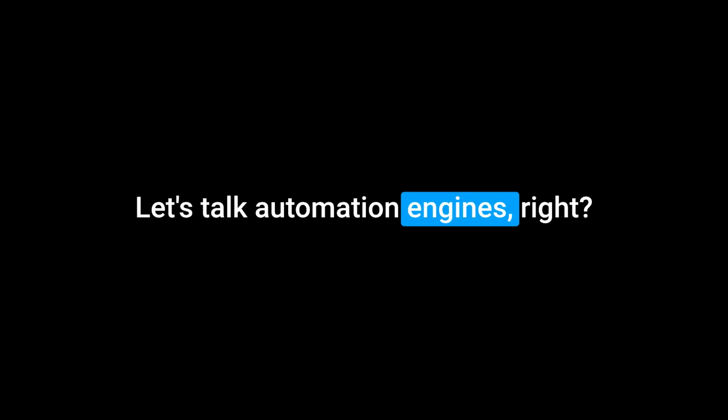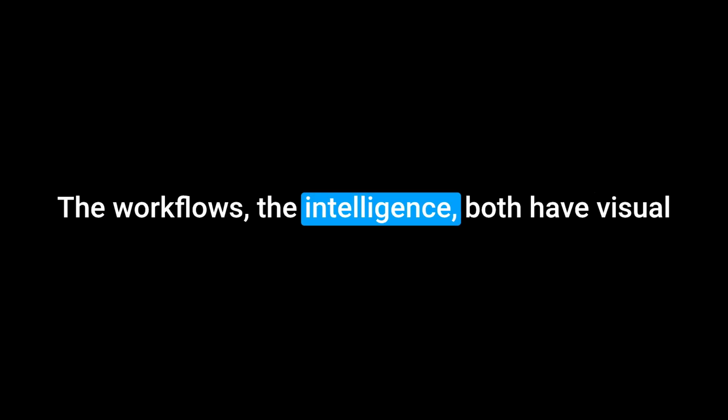Let's talk automation engines. Right. The workflows, the intelligence, both have visual drag-and-drop builders, which is table stakes now, really. Both also have libraries of pre-built automation recipes. But we come back to that ActiveCampaign limit on Starter. Yep, that 5-action limit is always hovering on the starter plan. It's designed to show you the potential, but requires an upgrade for real use.